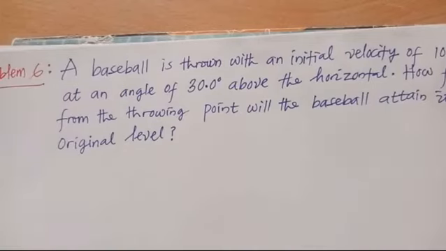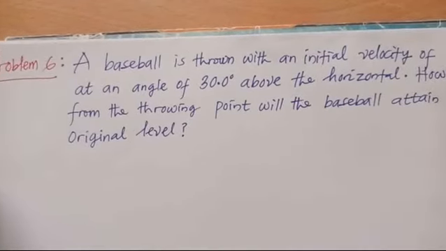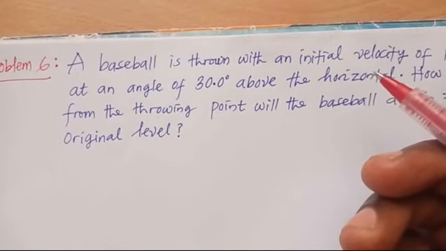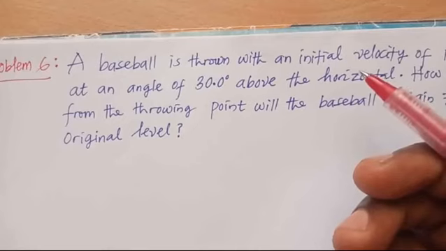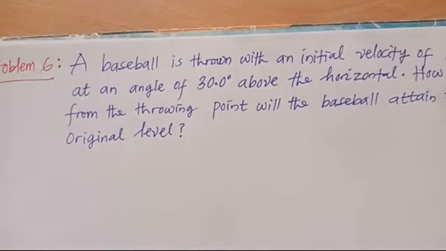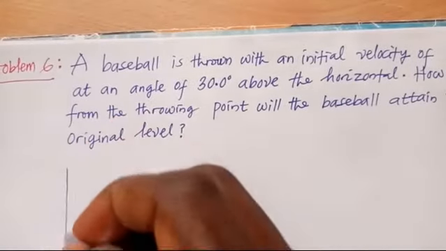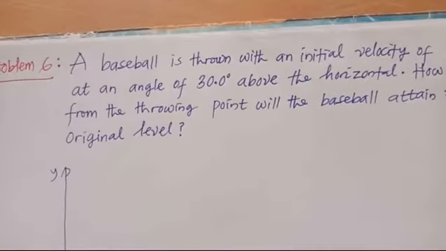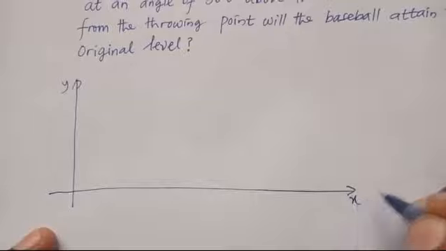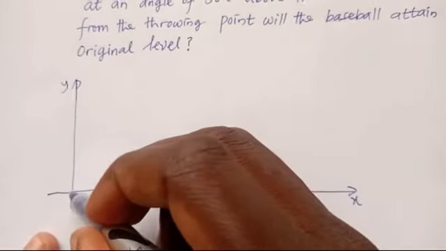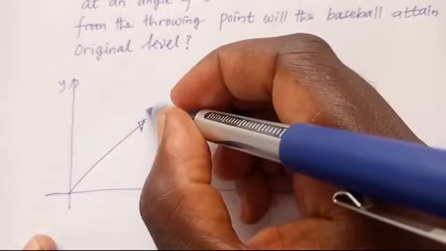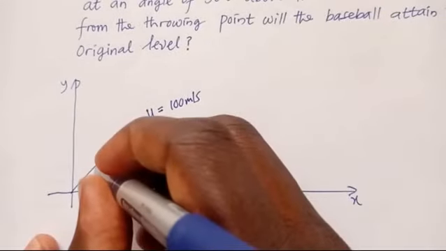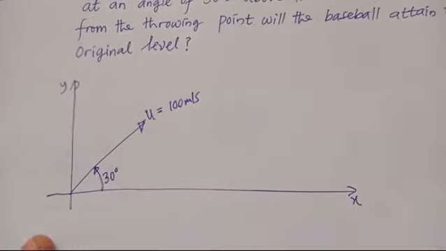5. Now we move on to problem 6. Problem 6 says that a baseball is thrown with an initial velocity of 10 meters per second at an angle of 30 degrees. So this one is the ordinary one, the one that has a general form. You have the y axis here, and the x axis here. It is projected in this direction with an initial velocity u of 10 meters per second, and the angle it makes here is 30 degrees with the x-axis.